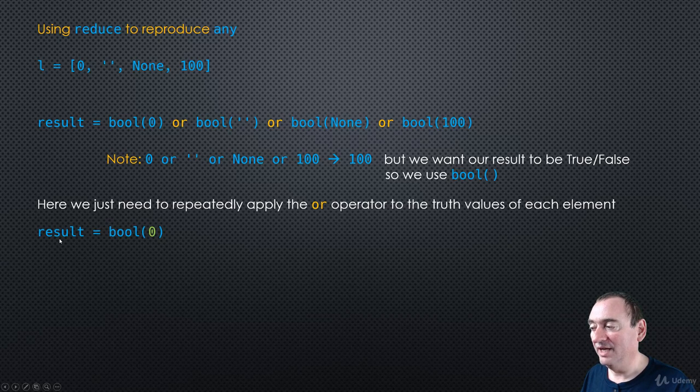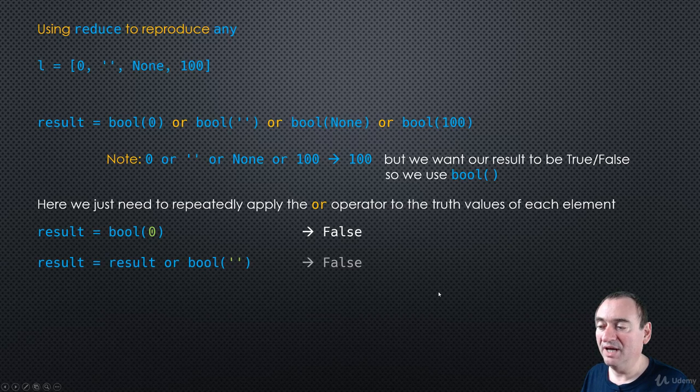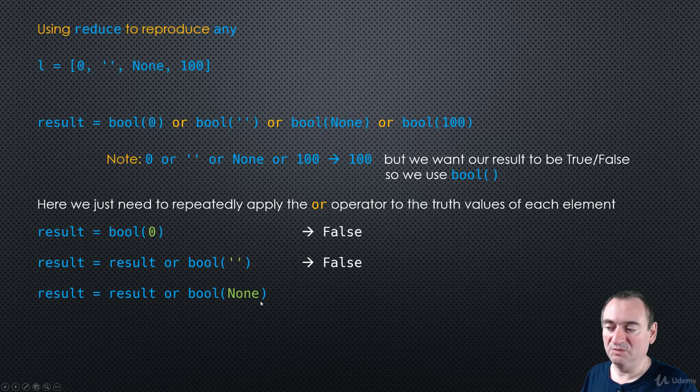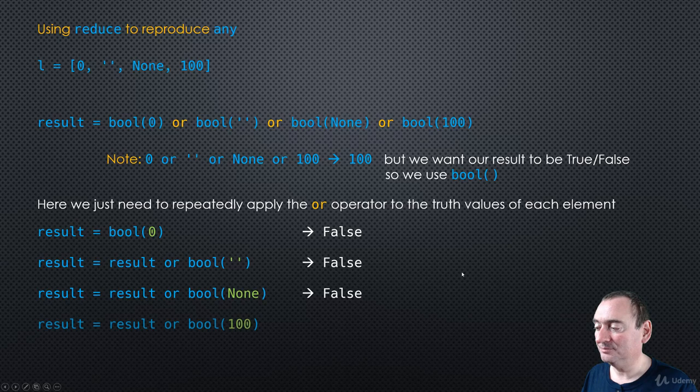So we do this, right? We'd say result equals bool of 0. That would be false. Next, we say result equals result or bool of the empty string. Well, bool of empty string is false, so we have false or false. That's still false. Then we have result equals our previous result, which was false, or bool of None. Well, again, bool of None is false, so we have false or false. That's false.